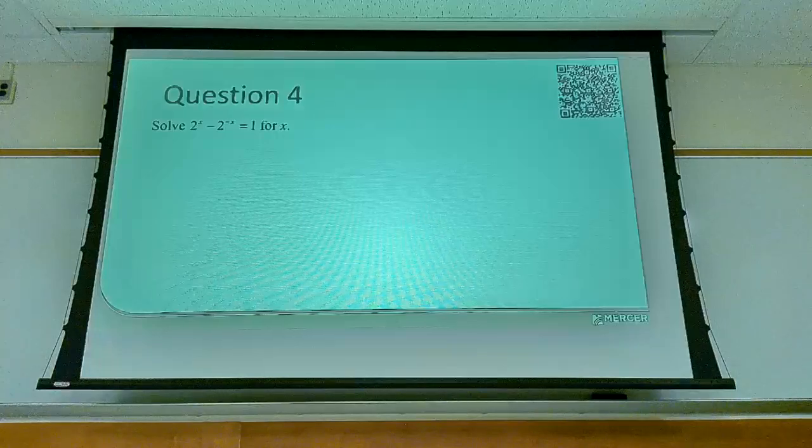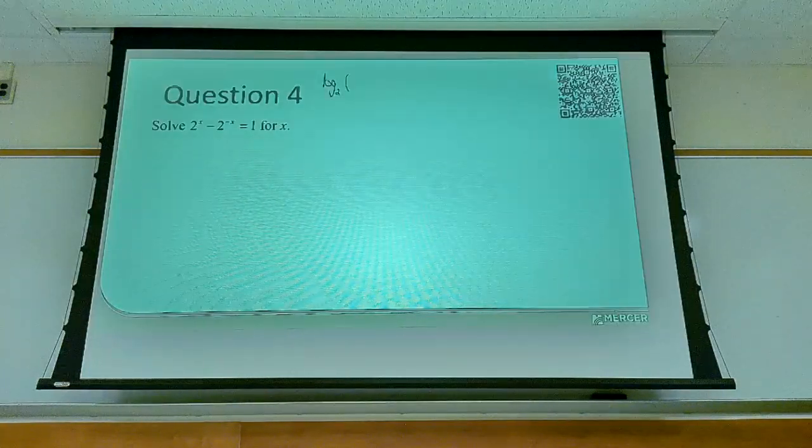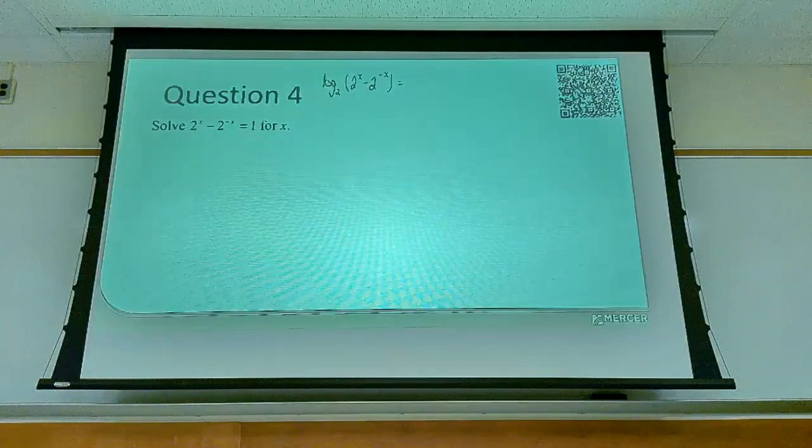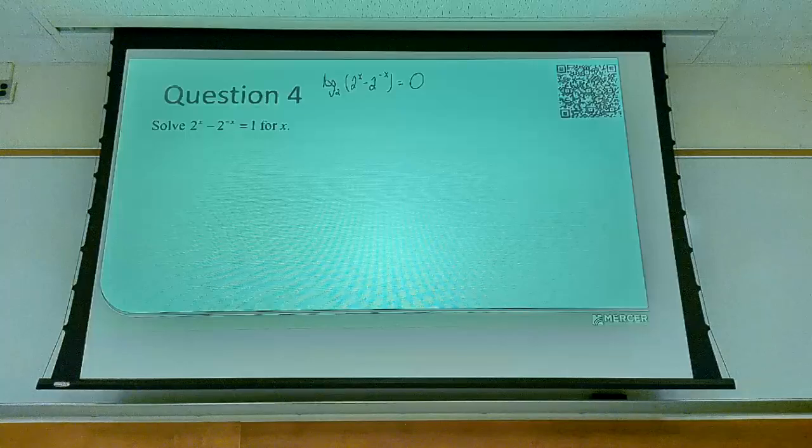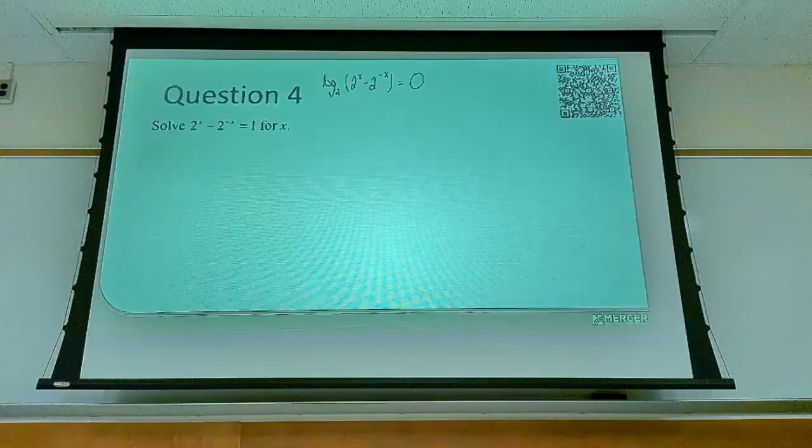And log 2? Or base 2? So log base 2 of 1 is going to be 0. In fact, log any base of 1 is 0. That's a problem. What do you do with the left-hand side? Is undefined.